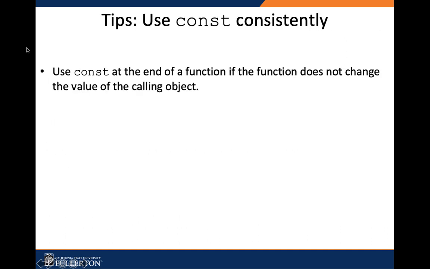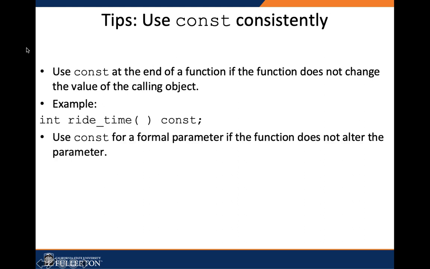You need to use const at the end of the function if the function does not change the value of the calling object. For example, the write time can be declared as const because inside the definition of class write, it does not change any of the data members. It just computes the total write time based on the data members.